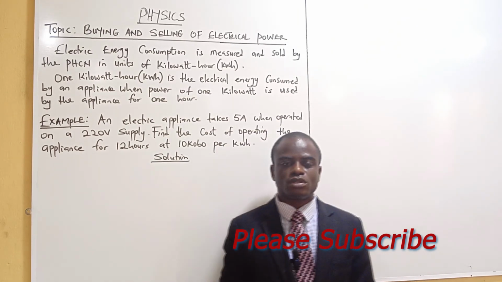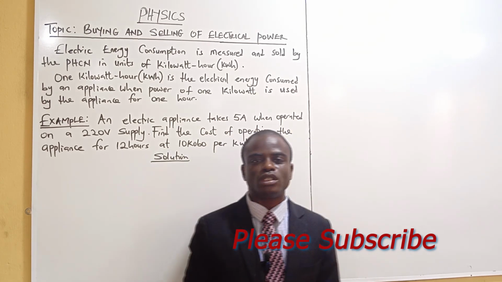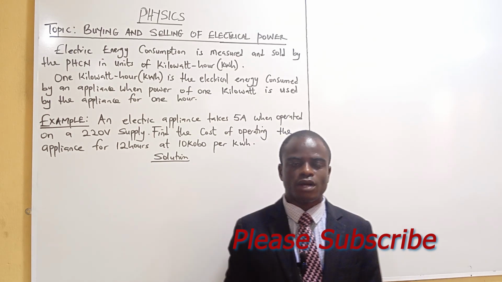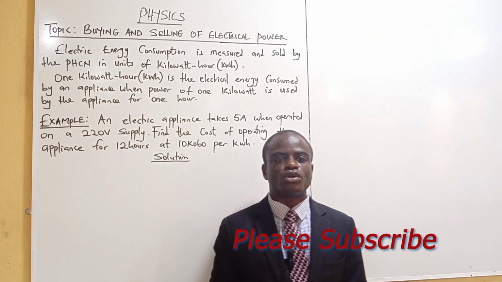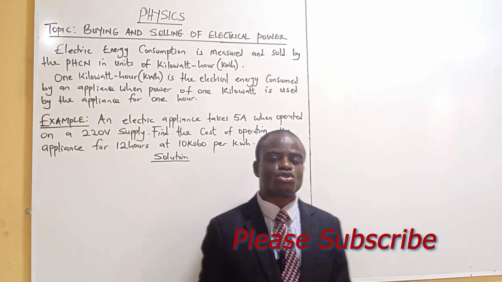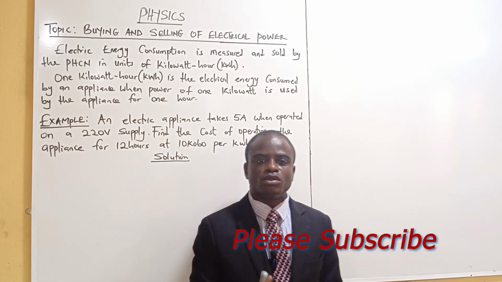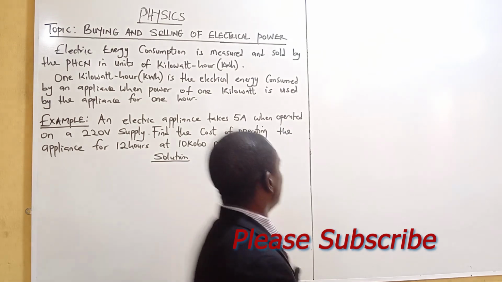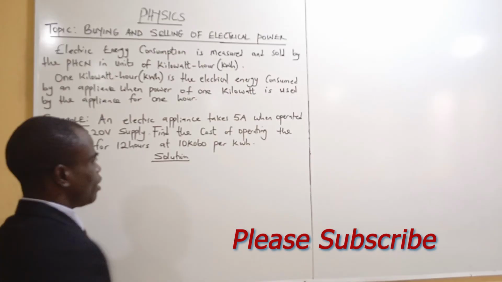Electrical energy consumption is measured and sold by Power Holding Company of Nigeria in units of kilowatt hour. One kilowatt hour is the electrical energy consumed by an electrical appliance with a power of 1 kilowatt in 1 hour.